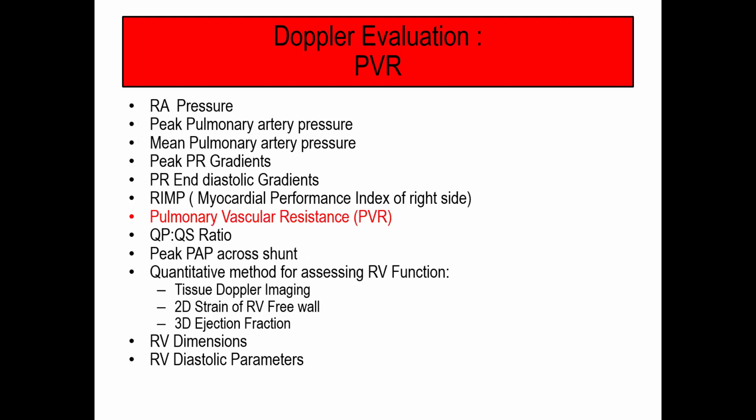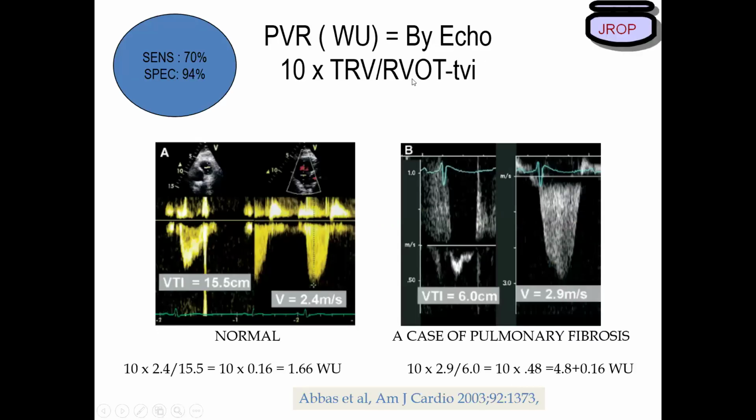So we look at TR jet velocity, and this is 10 into TR jet velocity divided by RVOT VTI. So what we need is a four-chamber view, focused RV/RA view, to look at TR jet velocity, and then we look at RVOT VTI. 10 into TR jet velocity divided by RVOT VTI will give us a value in Wood's units. Here is the example.